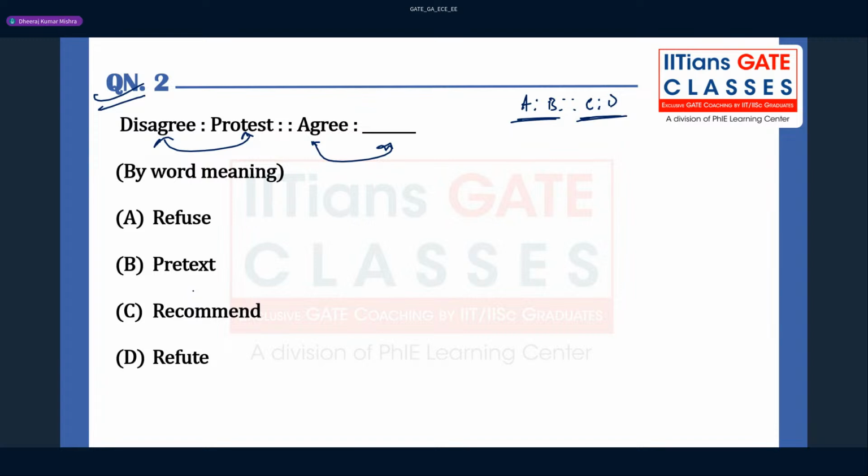What is the meaning of refuse here? Refuse is nothing but reject something. It is not directly related to protest. Remember, disagree is the opposite one, so we have to find something related to protest. Pretext: what is the meaning of pretext? Pretext is a kind of excuse, or a false reason, which is not directly related to agreement or disagreement. So this is also not going to be correct.